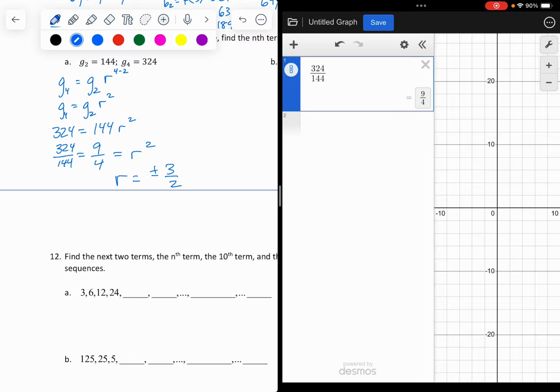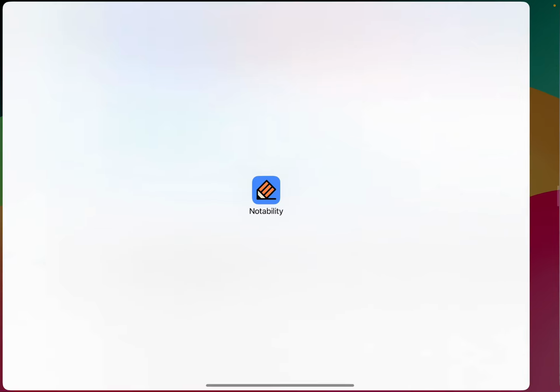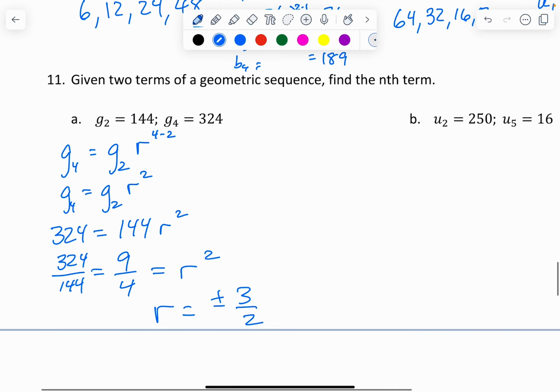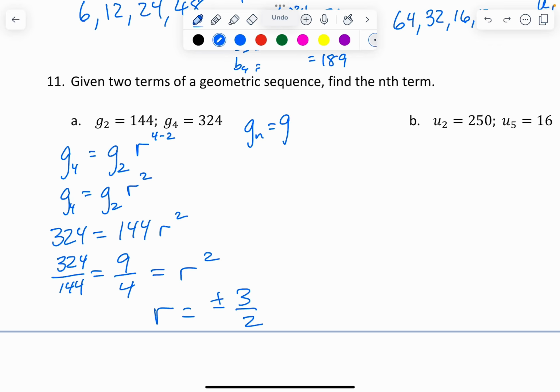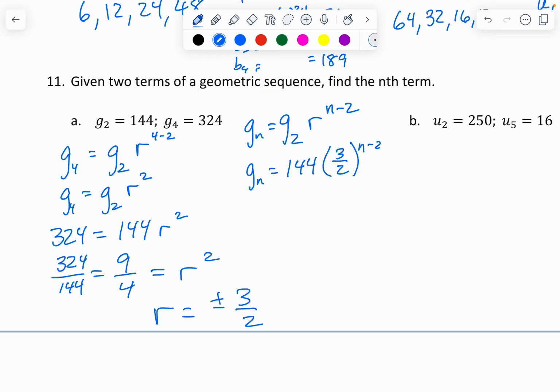So I can have a set of values that oscillates between positive and negative, or the one where it just always stays positive. So then our formula is g sub n would equal g sub 2 times r to the n minus 2. And so this becomes g sub n is equal to 144 times, well, one of them is going to be a positive 3/2 to the n minus 2.